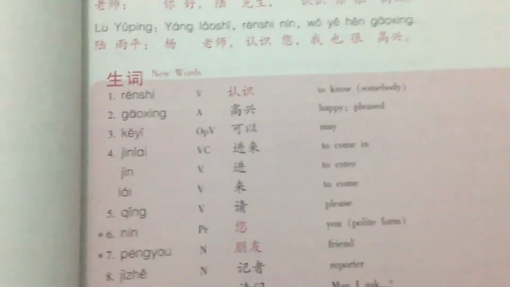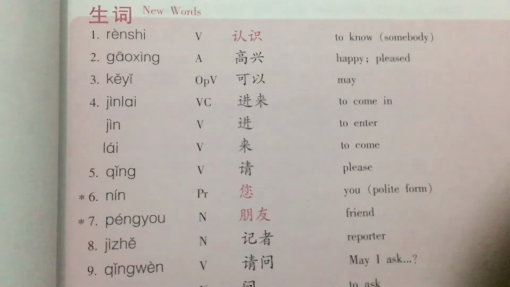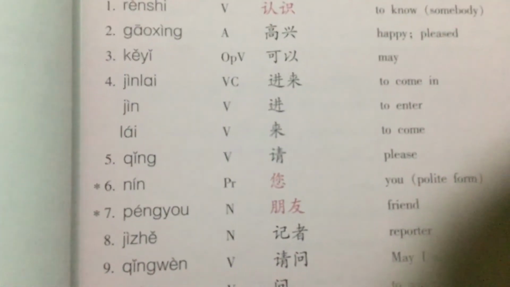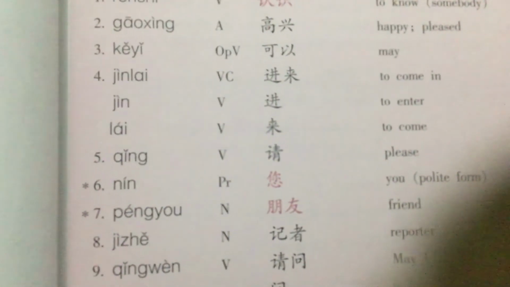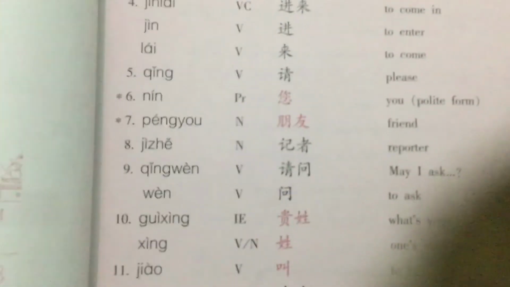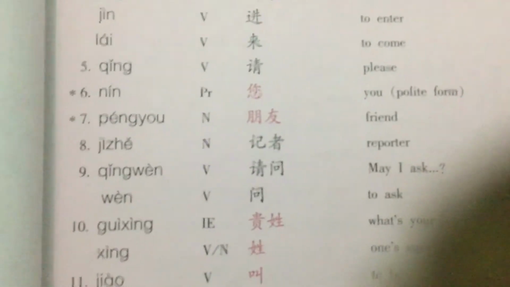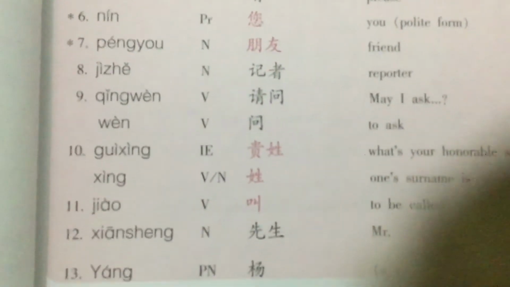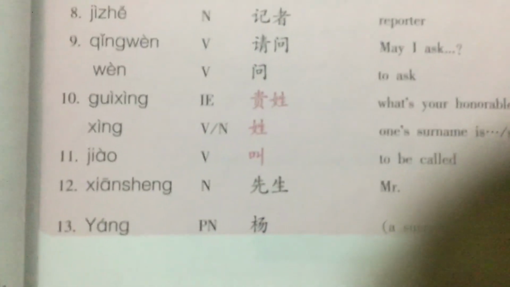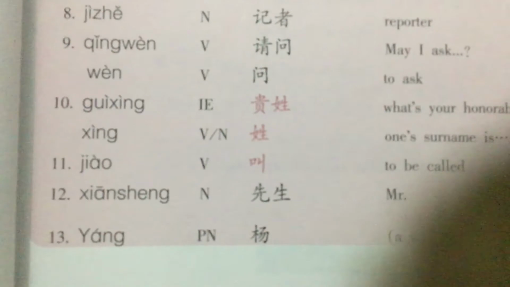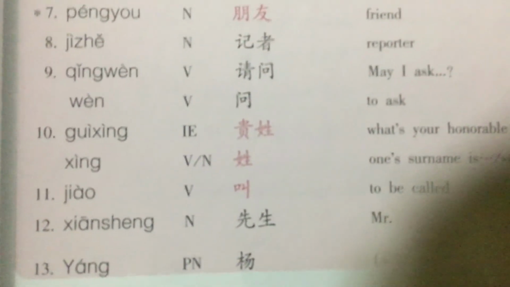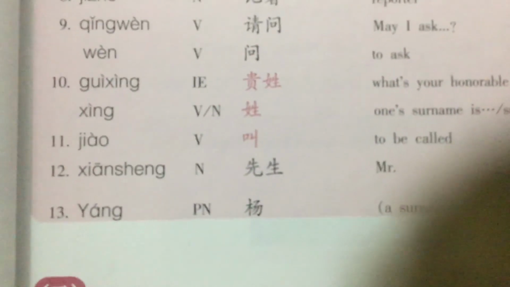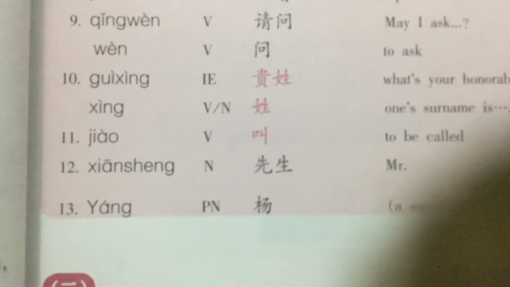认识, to know. 高兴, happy. 可以, may I? 进来, come in. 进, enter. 来, come. 请, please, courtesy. 您, you, polite. 朋友, friend. 记者, reporter. 请问, please may I ask. 问, ask. 贵姓, what's your respectable surname? 姓, surname. 叫, called. 先生, Mr.